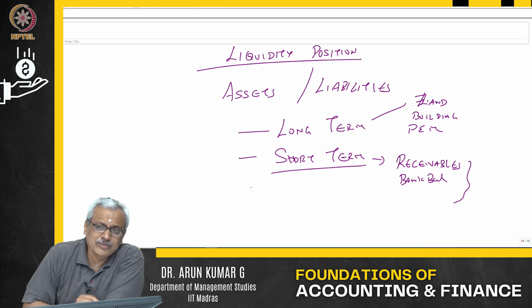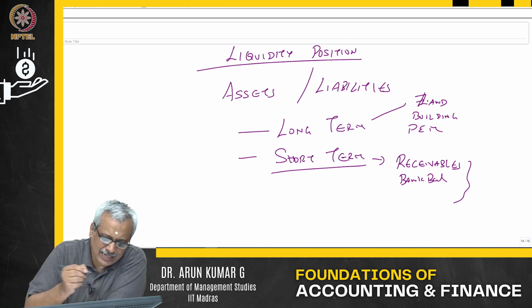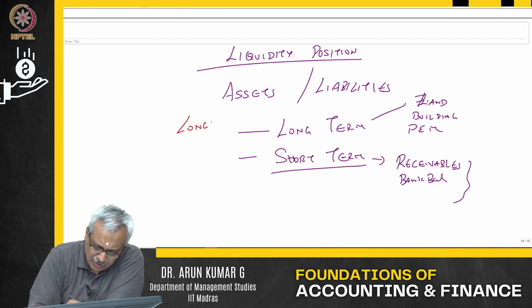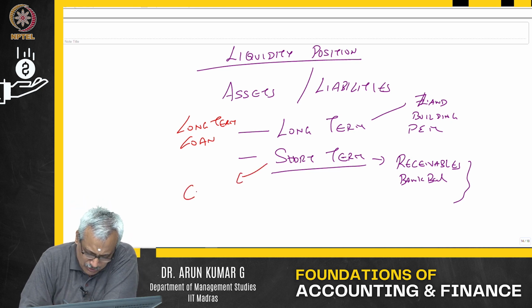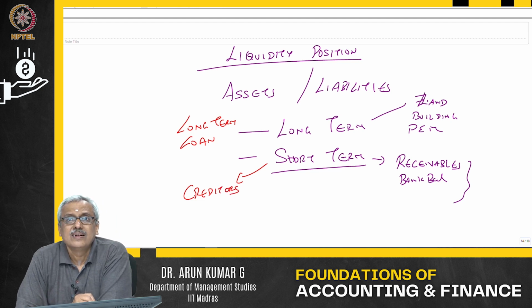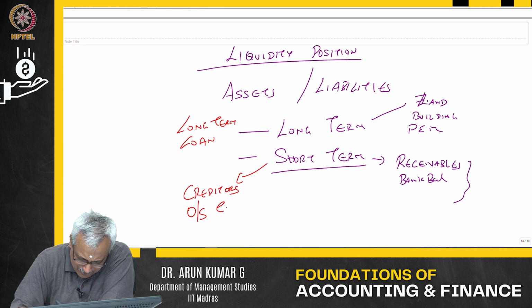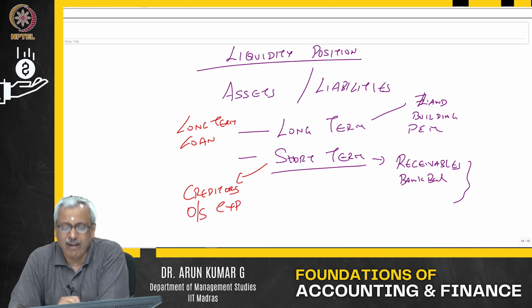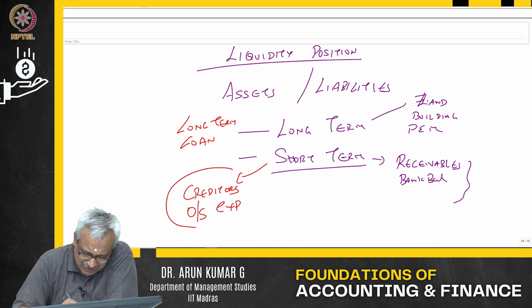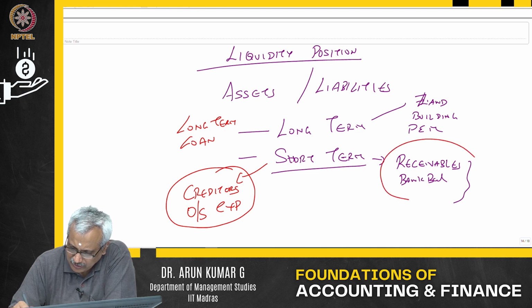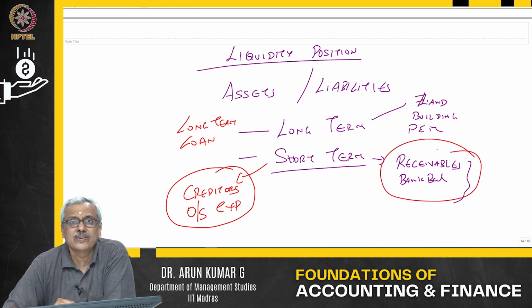So in terms of liabilities, what do you call it? You say long term loan. What is short term? The creditors to whom I have to pay, any outstanding expenditure I have, all these are short term. Now organizations always meet these short term obligations from what are called short term assets.